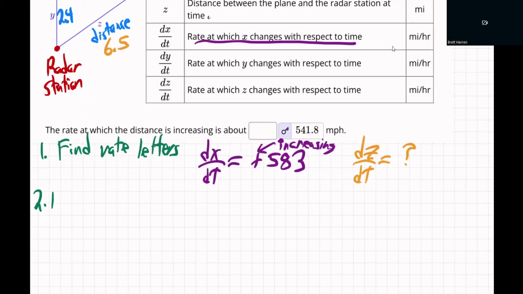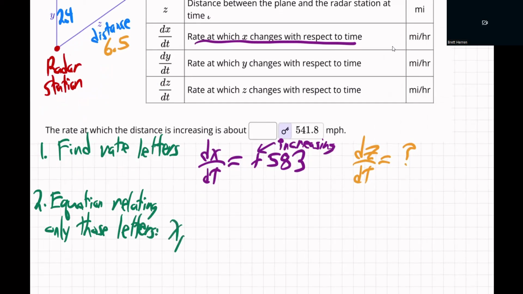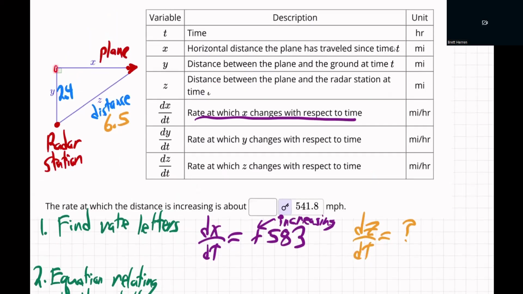Second step is you need to write an equation relating only those letters. What letters? The rate letters you just found, X and Z. So an equation relating only X and Z. So what's an equation that relates X and Z? Well, X squared plus 2.4 squared is Z squared.